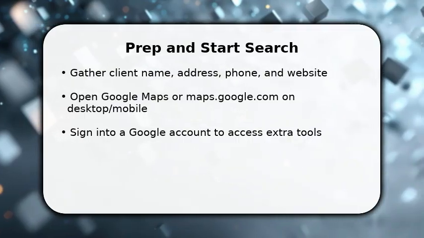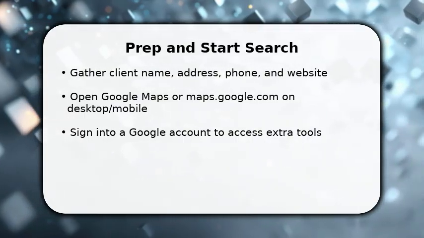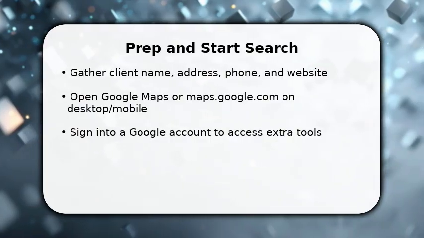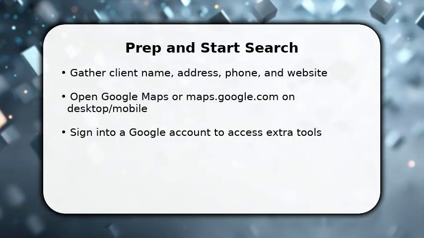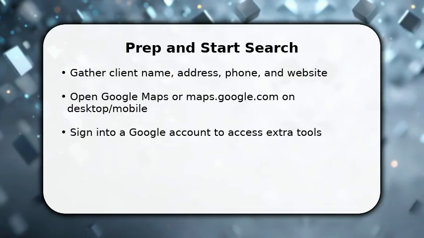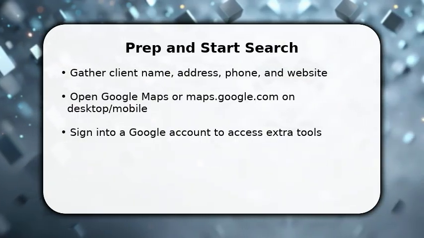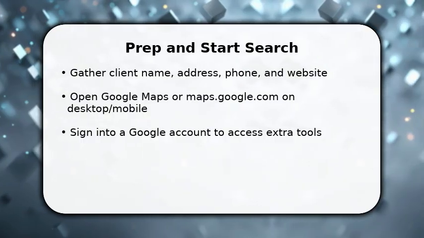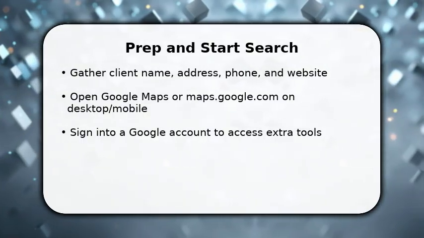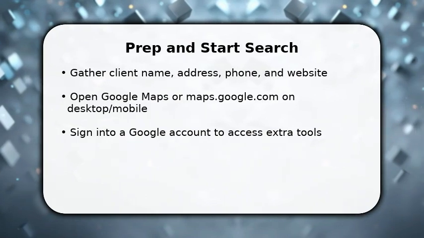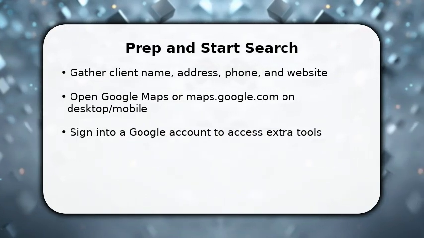Enter the exact business name in the search bar, then add city or street to narrow results. If nothing appears, paste the phone number or website URL into the search instead. This forces Google to match contact data. Once you see candidate pins, click to view the profile details and confirm the correct listing before moving on.